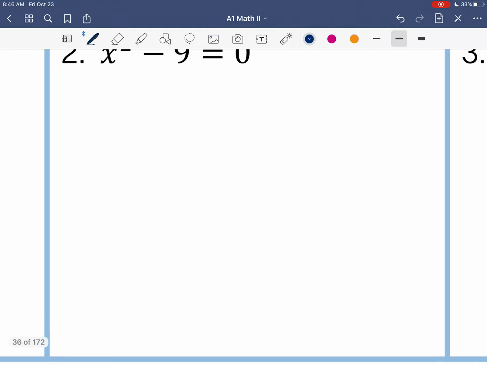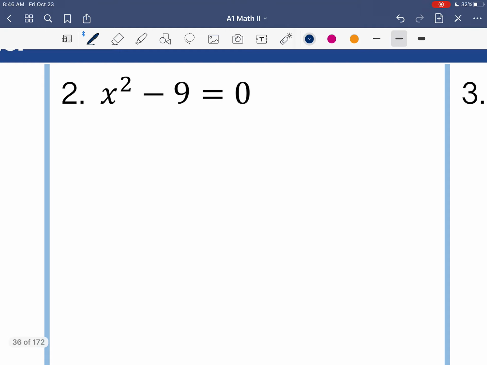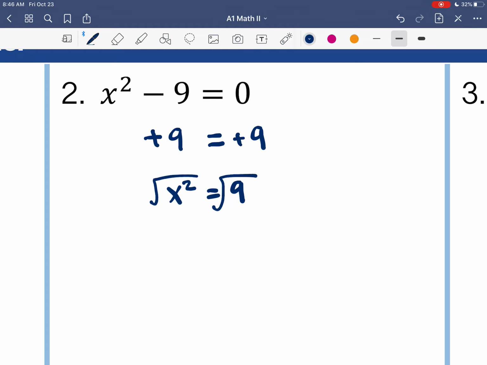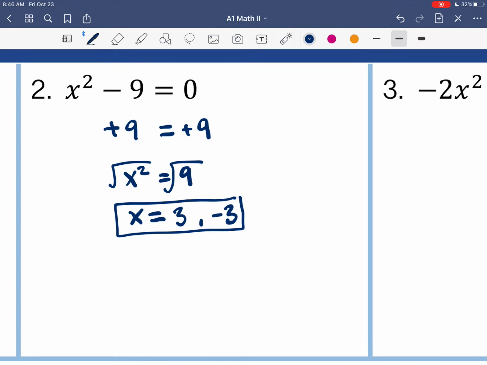Number 2, remember, first step, isolate the x squared. So I'm going to add 9 on both sides so that my x squared is isolated. I have x squared equals positive 9. And now the x squared is isolated, so I can square root both sides. And it will give me x equals positive 3 or negative 3. Remember your plus or minus. It's super important. And that's our answer for that one.